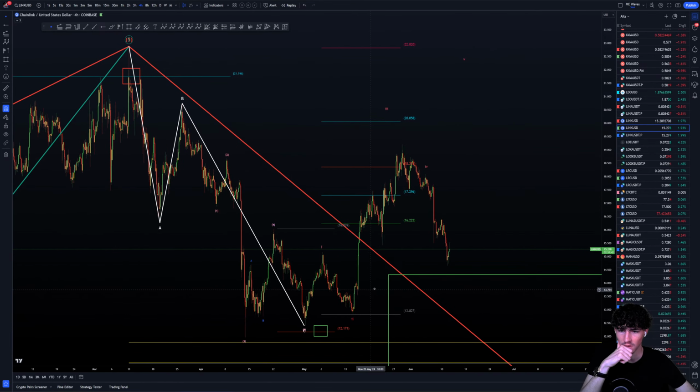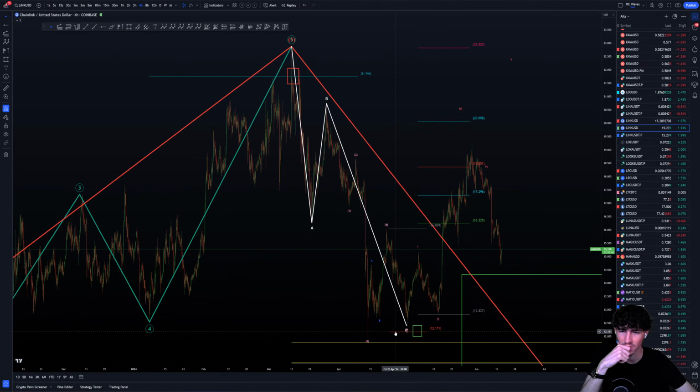Alright, so what I'm going to do here is remove the truncated wave because it's really rare to make some truncated waves. So I'm not going to take this. I'm going to get rid of this.